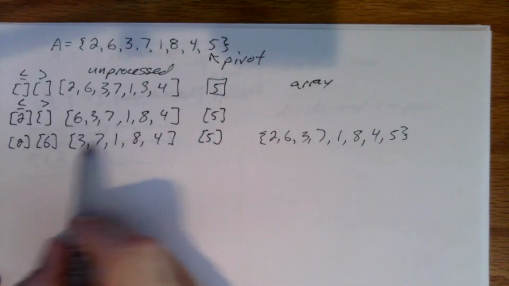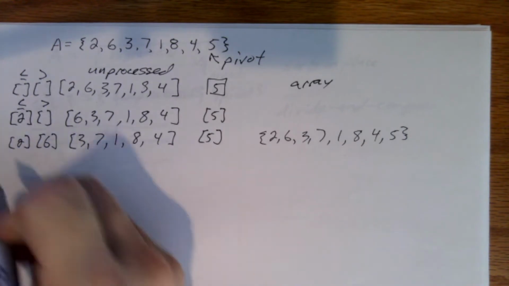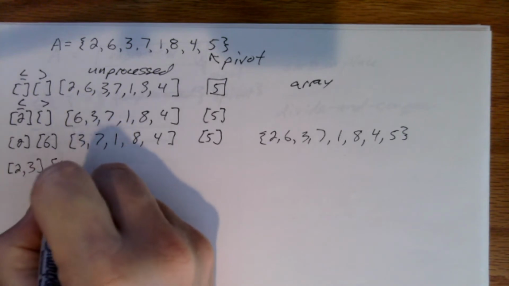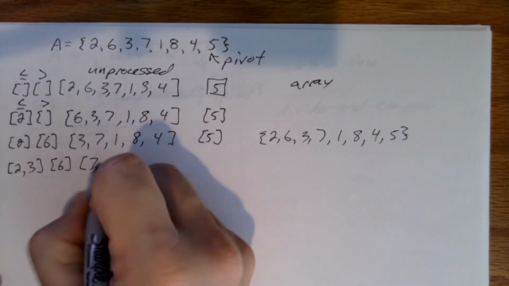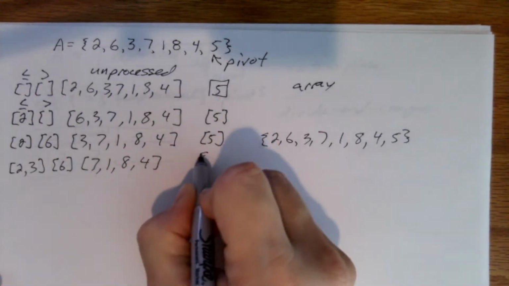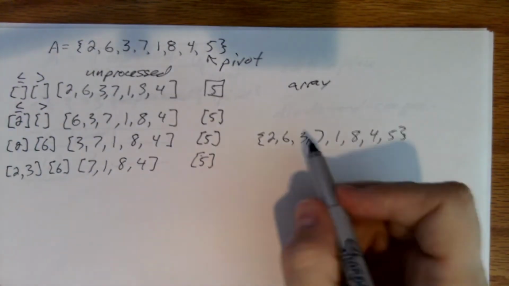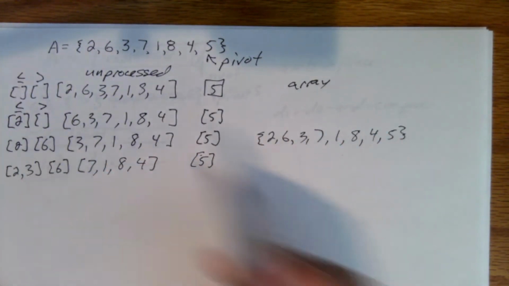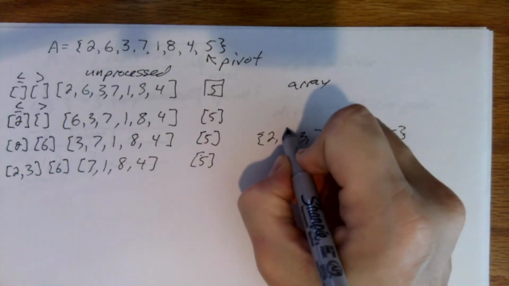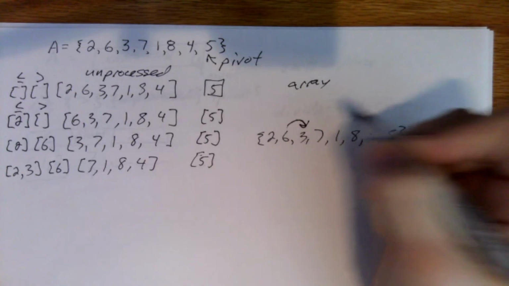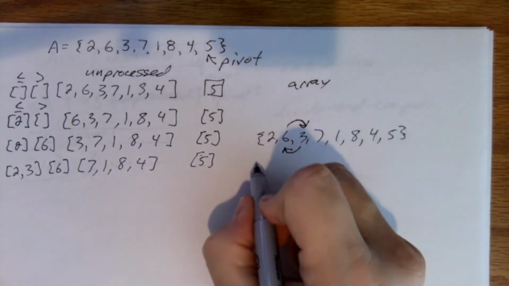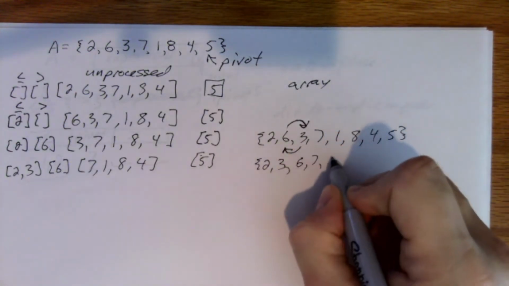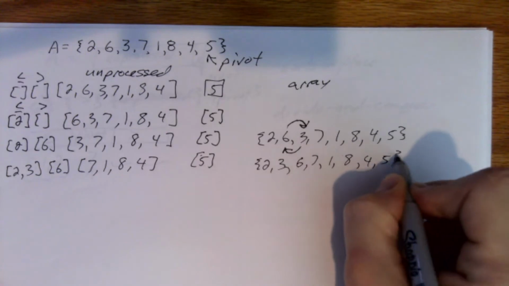So now we look at 3. Where does 3 go? Well, it goes in this group. So we have 2 and 3. Then we'll have 6 right here. 7, 1, 8, 4, and 5. So what just happened? Well, in order to put 3 over here, something had to shift. So what we did was we swapped these two. So the 6 went to this position and the 3 goes to this position. So at this point our array is 2, 3, 6, 7, 1, 8, 4, 5.